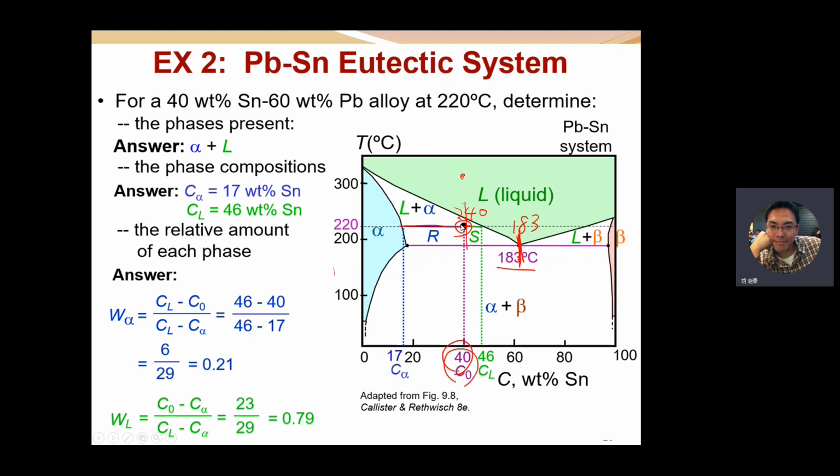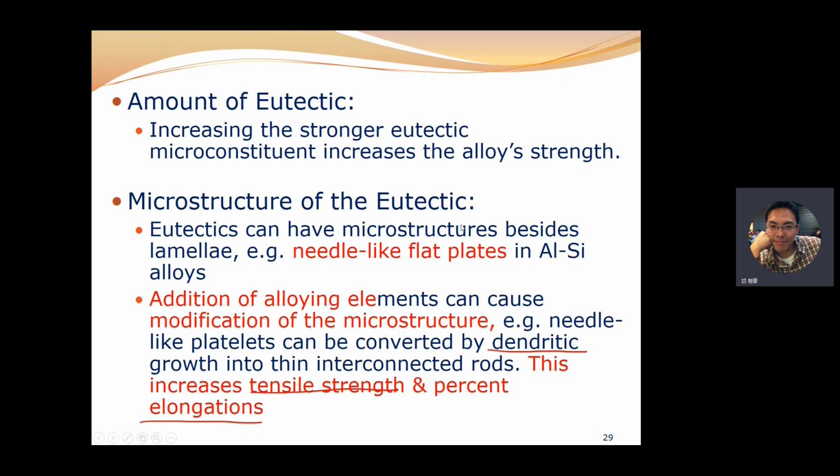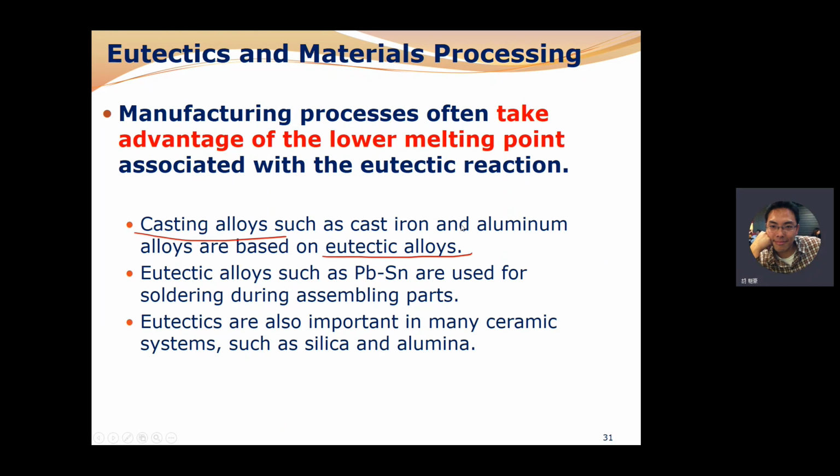The same thing will happen if you choose a hypereutectic composition. Therefore we say casting alloys are based on the eutectic alloy. Also, eutectic alloys such as tin-lead are used for soldering during assembly of parts, because of a similar idea: we can melt this solder at the lowest temperature and provide the highest mechanical properties.